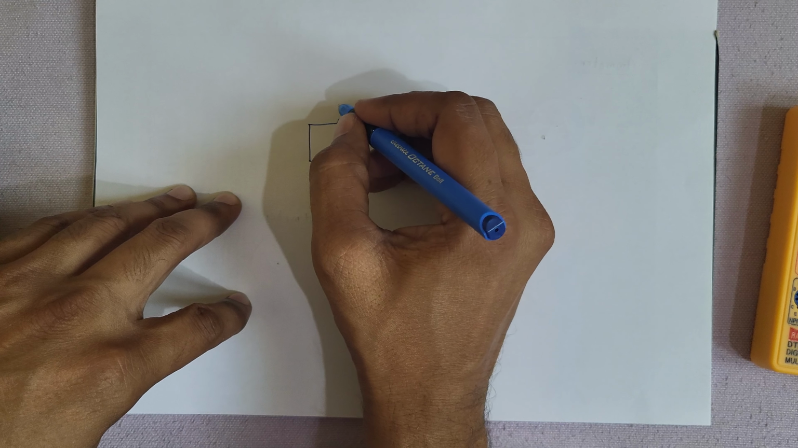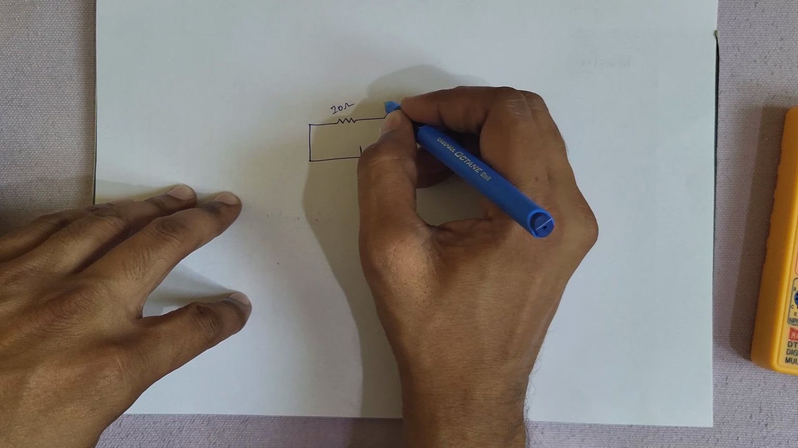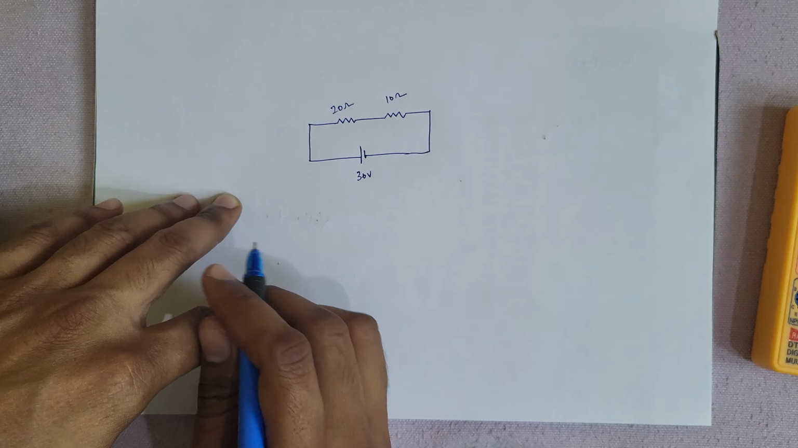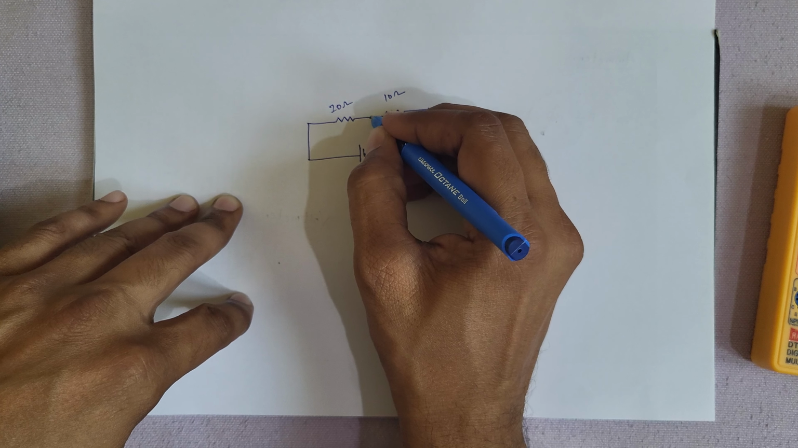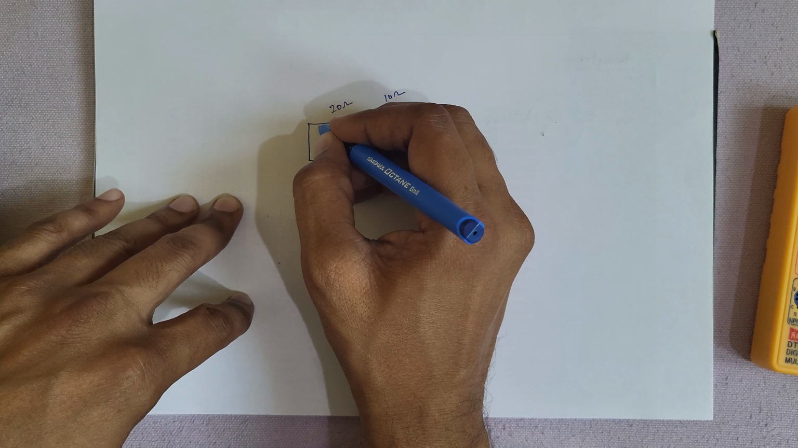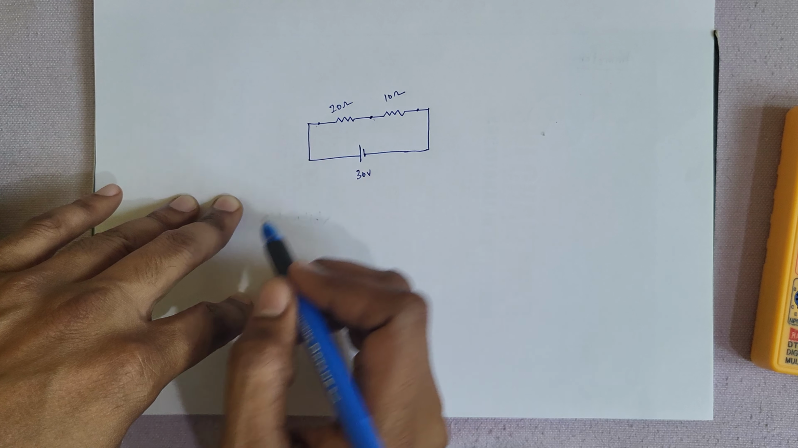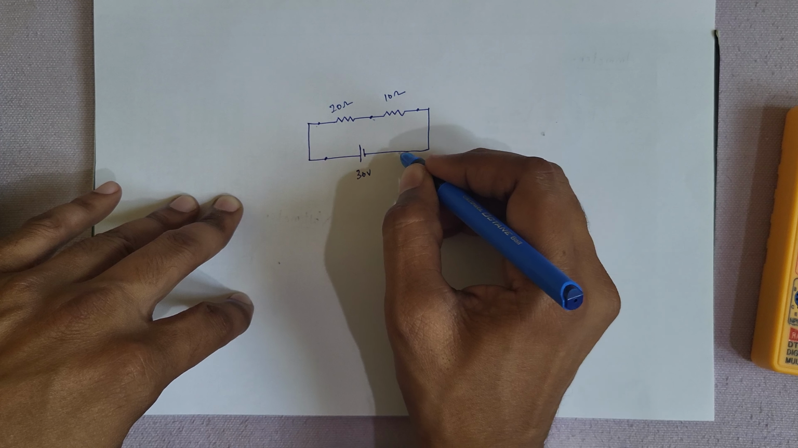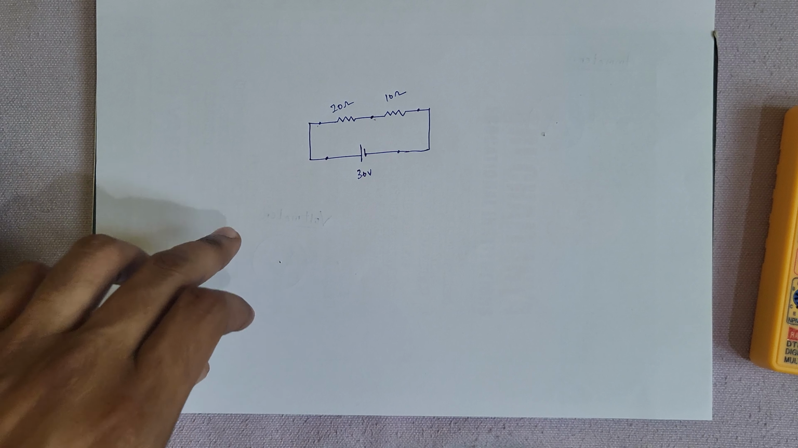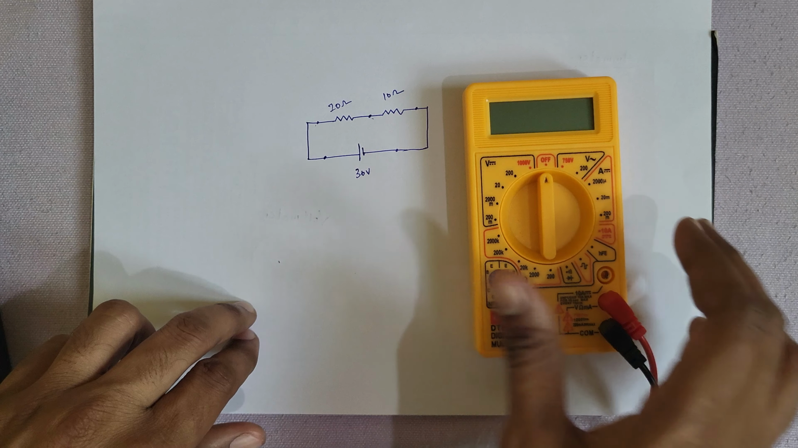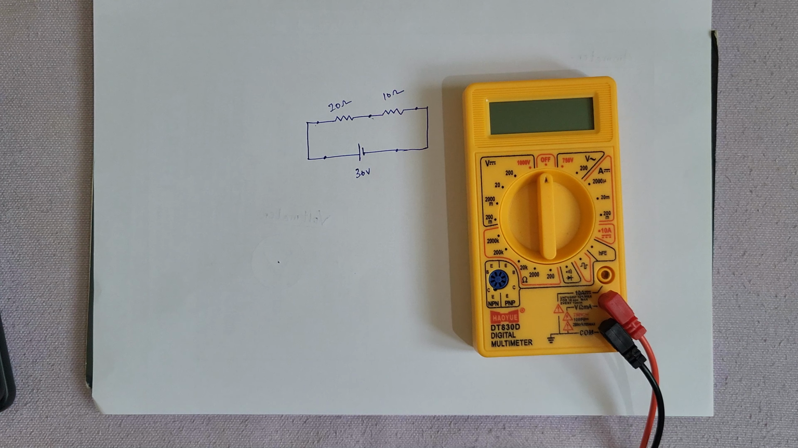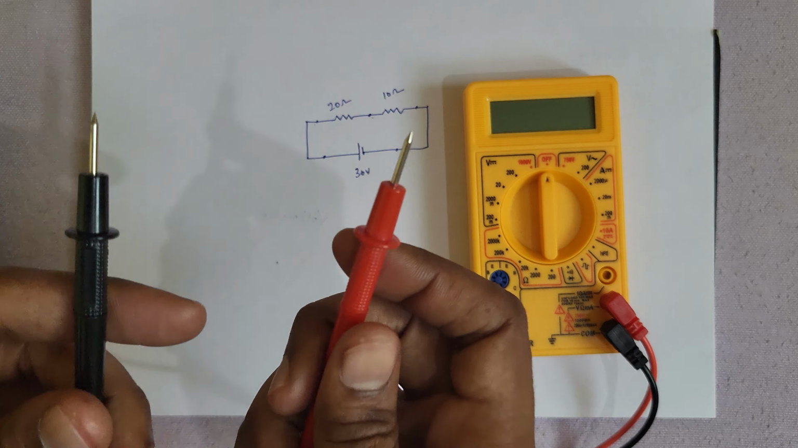30 volts, this is 20 ohms and this is 10 ohms. Now you want to find the voltage across this resistance, or else across this resistance, or else across this resistance. Wherever you want, you take the voltmeter. I am giving the theoretical explanation. I'll explain how to use the voltmeter also, right? So these are two terminals, right?